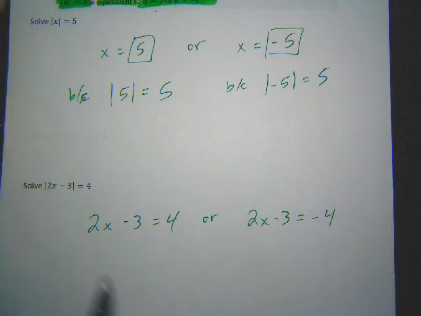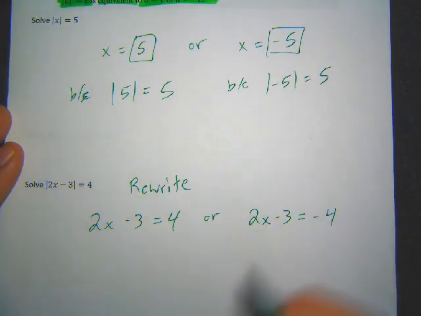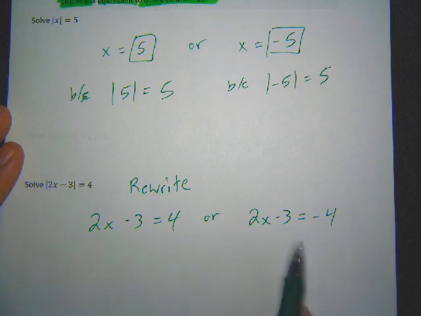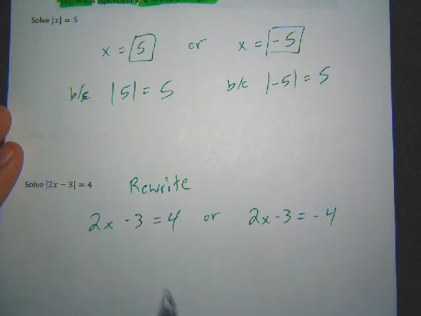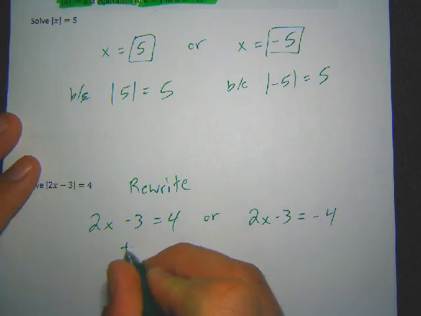So I'll solve each of these by themselves, but this is the big step. The big step is just to rewrite it at the beginning. Once you've rewritten it as 2 equations, you just have 2 regular equations to solve, and the rest of it's pretty easy. The big thing is to remember to rewrite it as 2 equations, one with the positive, one with the negative. Okay, here I'm going to add 3 to both sides.